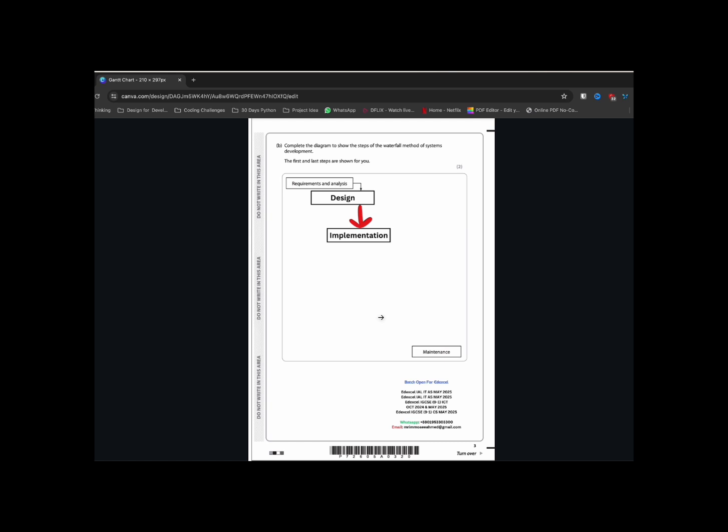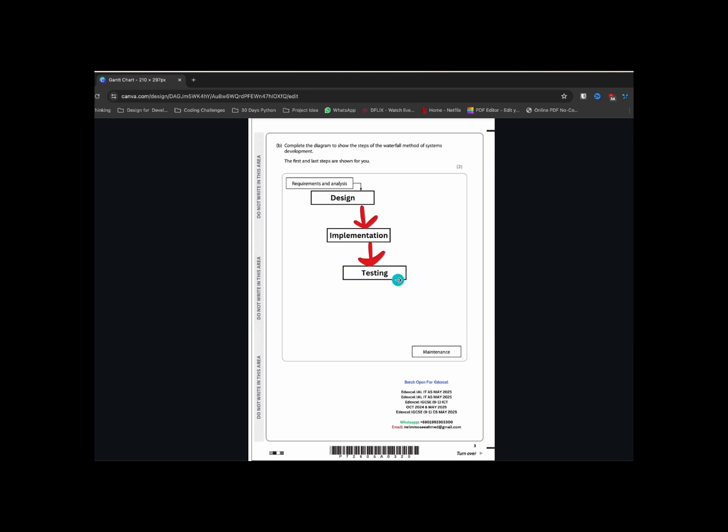Then they start implementation. Implementation means here the software developer uses code to start the work. After completing the implementation, it goes to testing, where the quality assurance engineer is mostly responsible for testing. They test whether the software is working perfectly or not. If there is any issue, they send it back to the implementation phase. So this phase is actually circular.